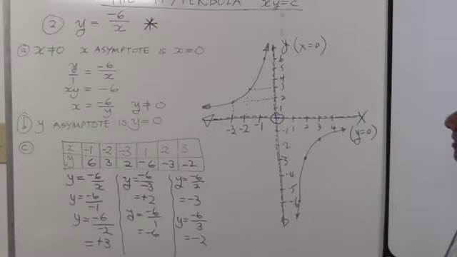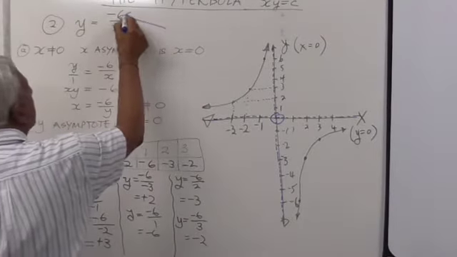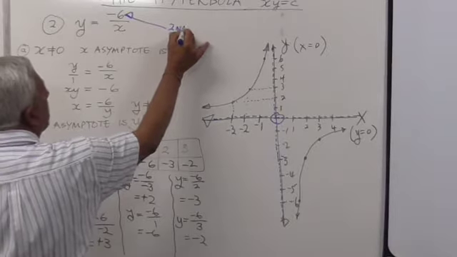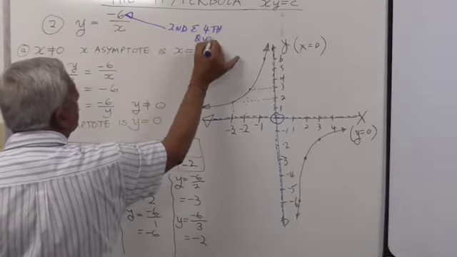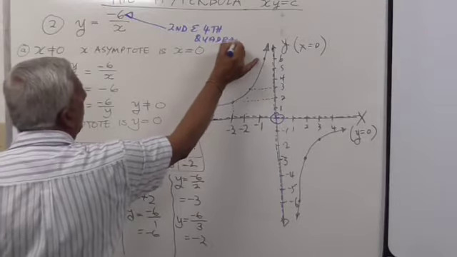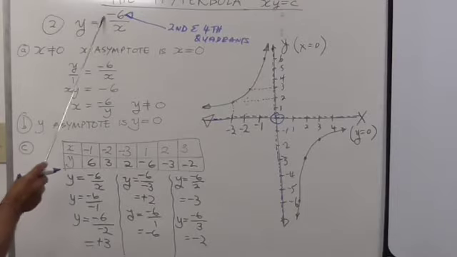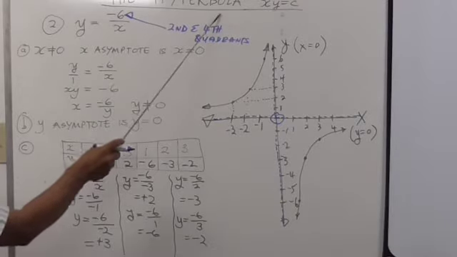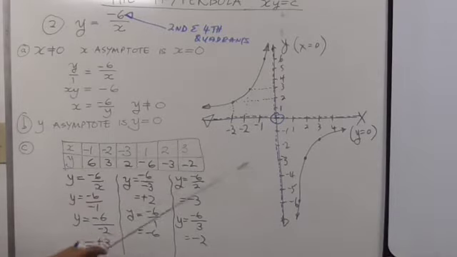So we can make an observation now and make a note that as long as the numerator is negative, the graph will be in the second and fourth quadrants. Always, always. If the numerator is negative, it will be in the second and fourth quadrant. If the numerator is positive, it will be in the first and third quadrant.